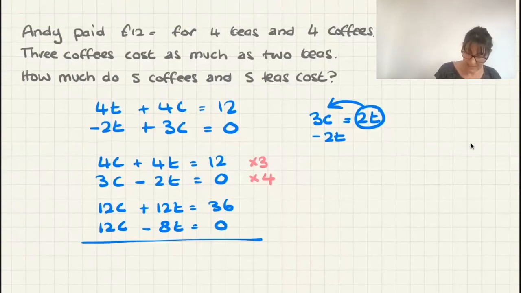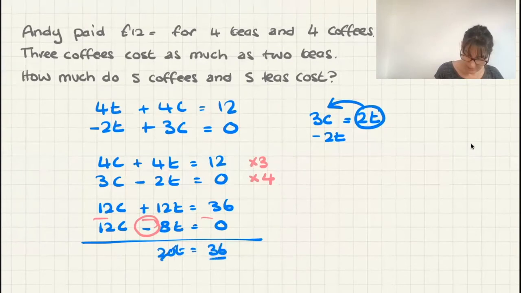Now I can do my taking away. Take, take, and circle. Okay. So take 12c. The c's have gone. Fabulous. I've got 12t's. This is a minus and minus, so I'm adding. 12t plus 8t is 20t. And 36 take nothing is 36.